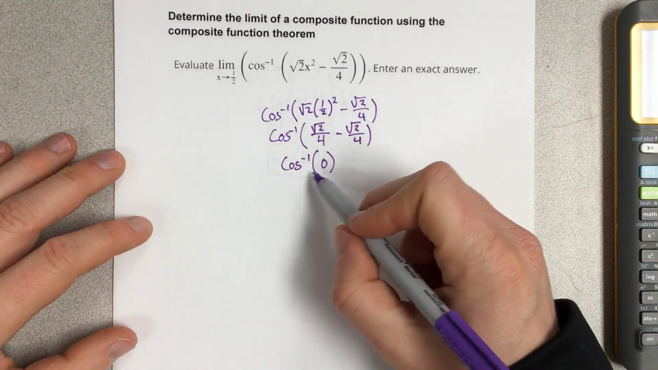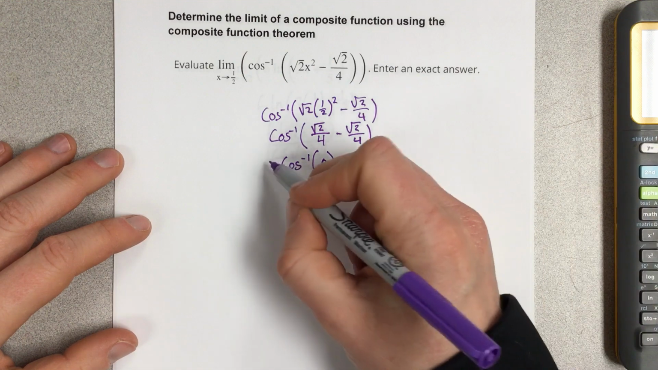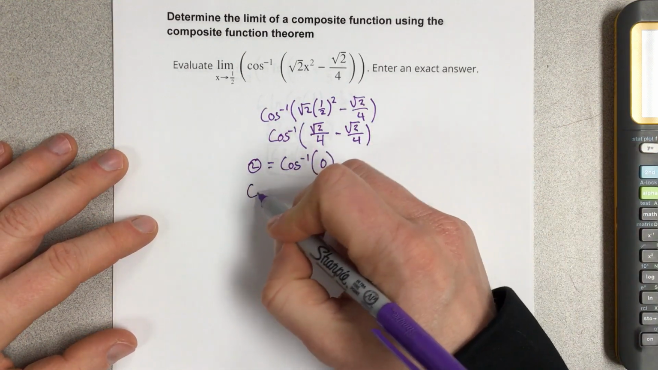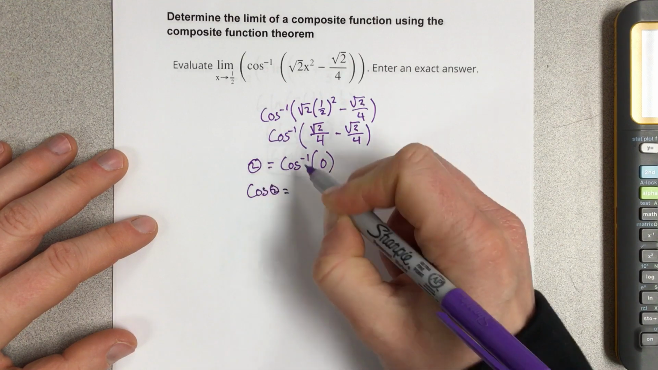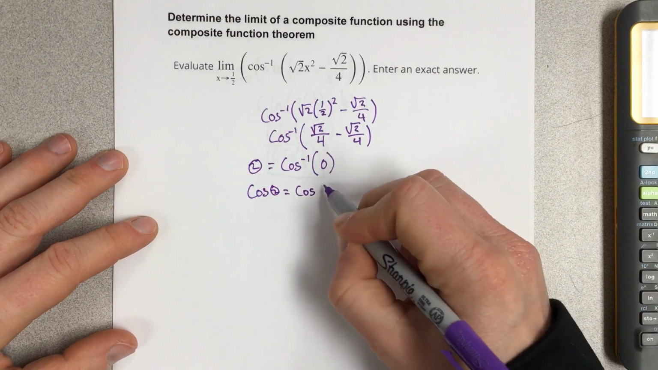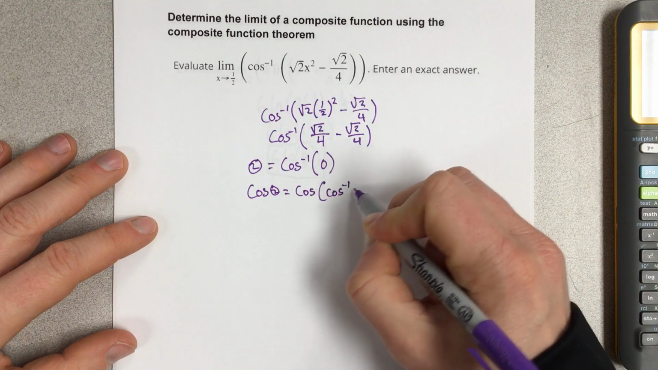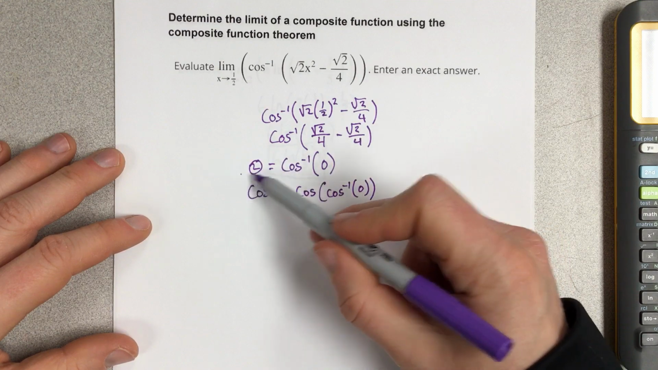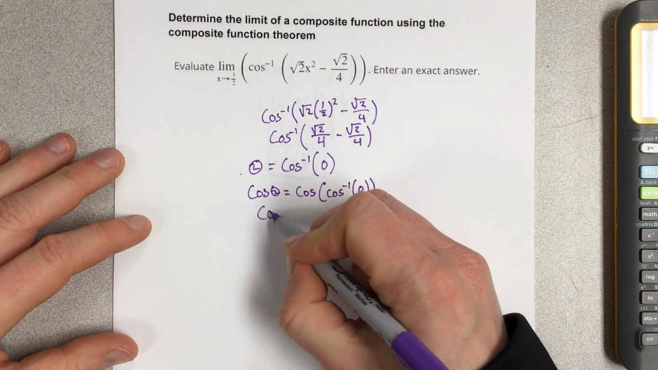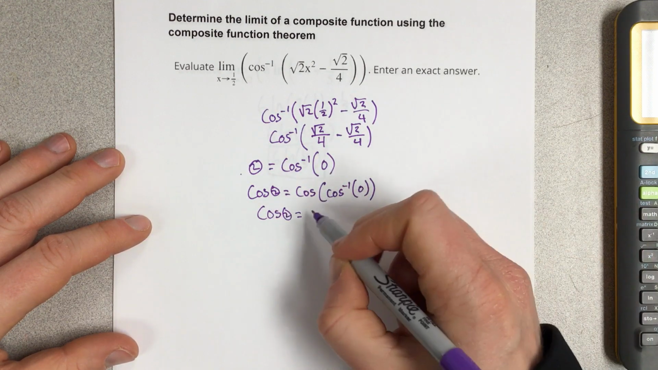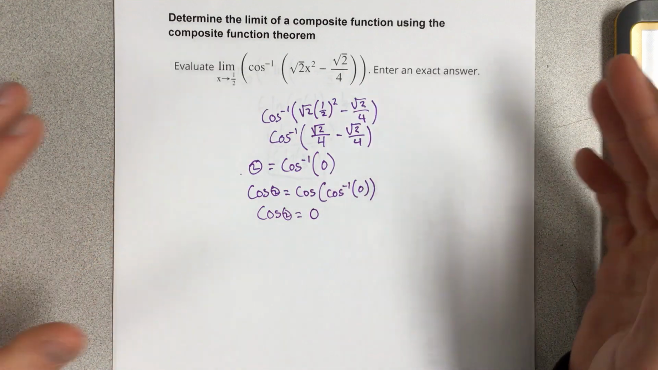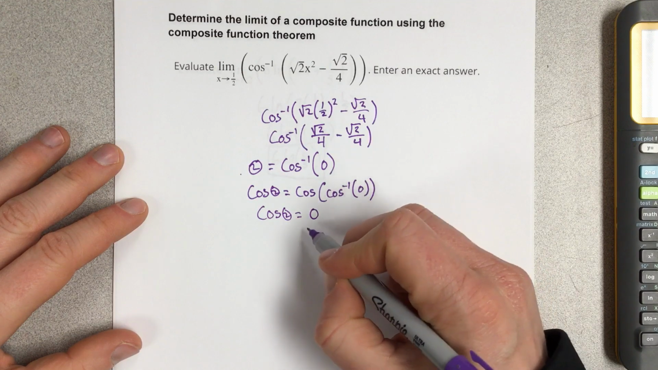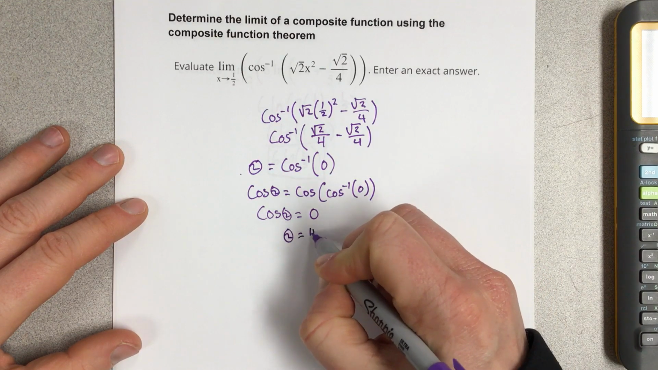So what is cosine inverse at 0? Well, if we think about it, that's really asking us for an angle of some sort. If we did the cosine on both sides, we'd have cosine of theta equal cosine of cosine inverse of 0. That's the way I like to think about it. I'm going to take the cosine of each side and go back to just cosine theta equal to 0. When is cosine equal to 0? I know cosine is equal to 0 at pi over 2. So theta is going to equal pi over 2.